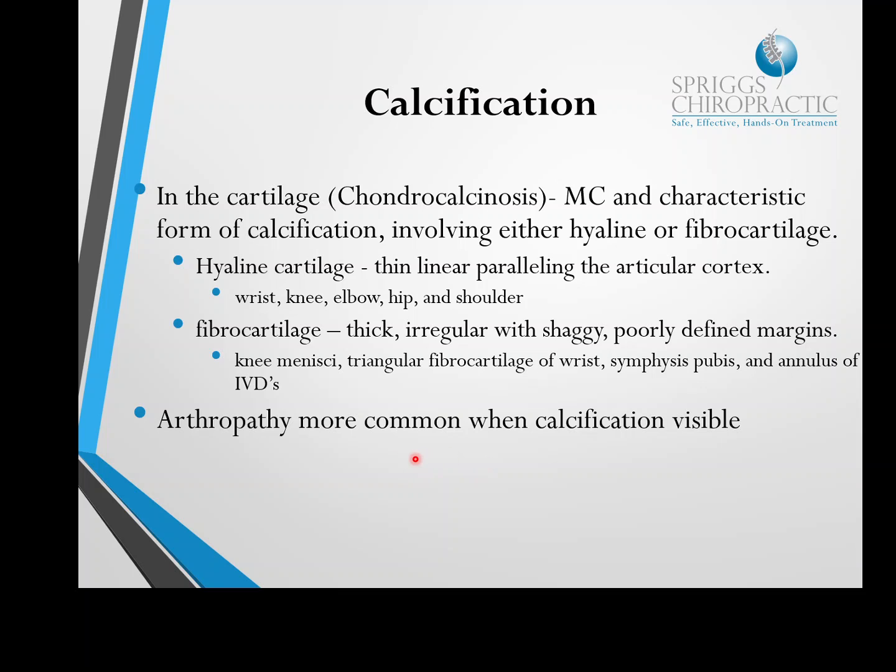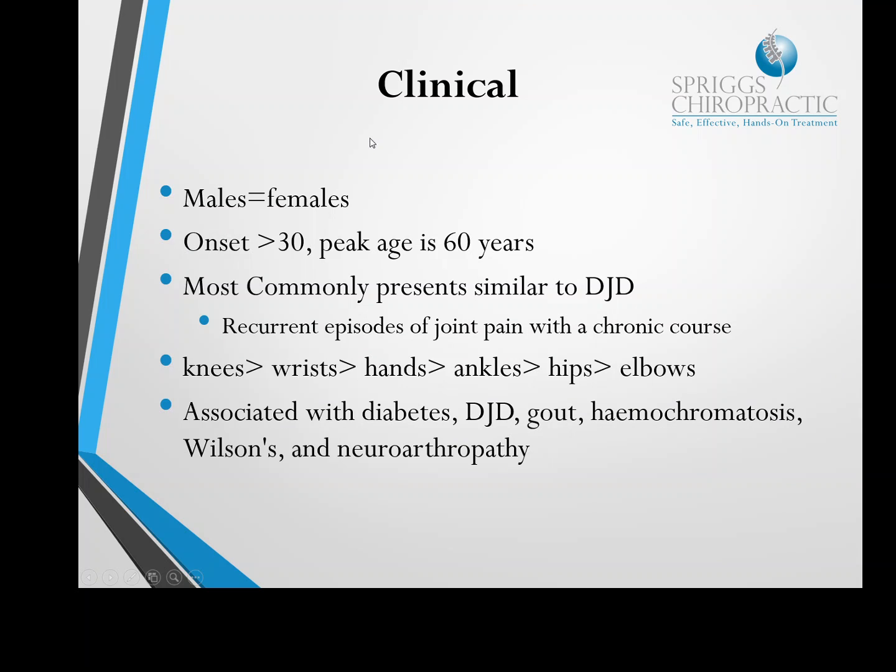And the longer that goes on for, the more repetitive injury you'll get, and therefore obviously the worse off the patient's going to be in terms of function and prognosis. Clinically, it's equal in men and women. Onset is usually over the age of 30, with a peak age of 60.